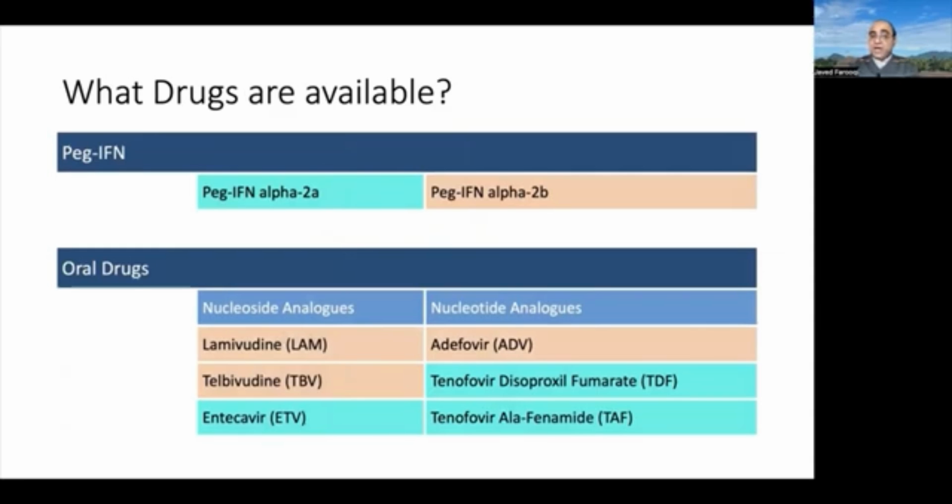What drugs are available? We all know it's pegylated interferon, alpha-2A and alpha-2B. Alpha-2A has been used for the treatment of hepatitis B. Then the oral drugs, nucleoside analogs and nucleotide analogs. And the nucleoside analogs, lamivudine and telbivudine are now out of fashion, out of clinical practice. This is the entecavir, which is being used nowadays. This is the drug with high barrier to resistance. And the nucleotide analogs, adefovir is out of clinical practice. This is now the tenofovir disoproxil fumarate, TDF, and tenofovir alafenamide, which are being used in the treatment of chronic hepatitis B patients.